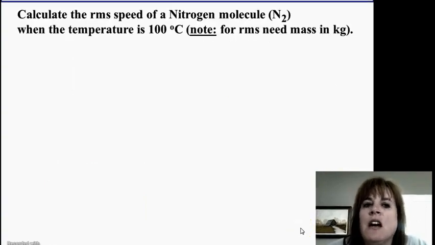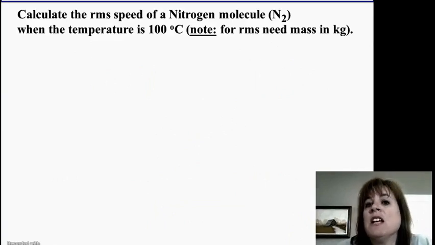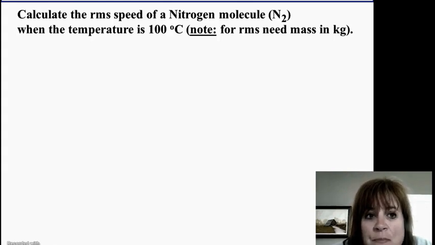Let's calculate an RMS speed. So let's take a look at nitrogen. Nitrogen is a diatomic molecule, which means there's 2 when they're bound together, and the temperature is 100 degrees Celsius. Now remember, you have to work in kilograms. Pause the video and see if you can calculate the speed of a nitrogen molecule.